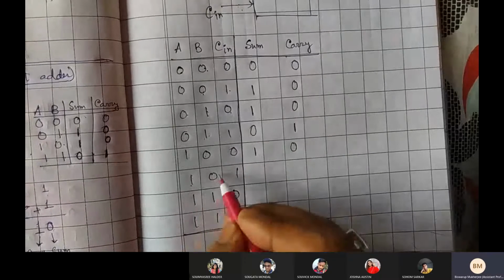So that means sum 1, carry 0. 1 plus 1, 10. 10 means sum 0, carry 1. Again 1 plus 1, 10. So that means sum 0, carry 1. Last one, 1 plus 1, 10. So 1 plus 1 is 10. Plus 1, that is 11. So sum 1, carry 1. Right. So this is the truth table for one full adder circuit. একটা full adder circuit এর এটা হচ্ছে truth table.